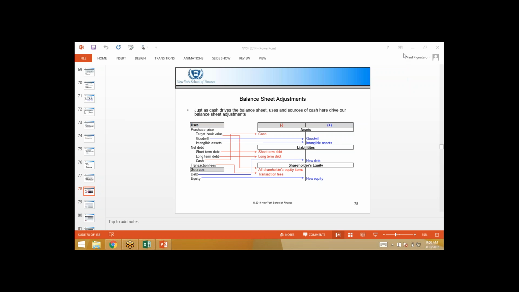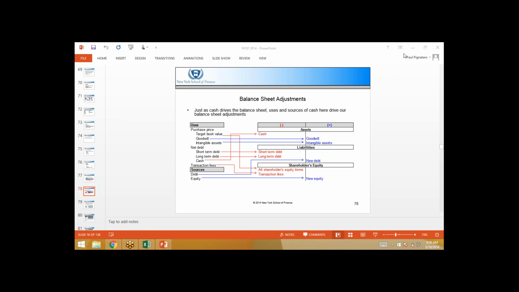Target long-term debt gets eliminated. Target long-term debt, we will eliminate. Target short-term debt, we will eliminate. I'm drawing this in the elimination column. Target cash, we will eliminate. Okay, what else? We've handled that debt. What else?